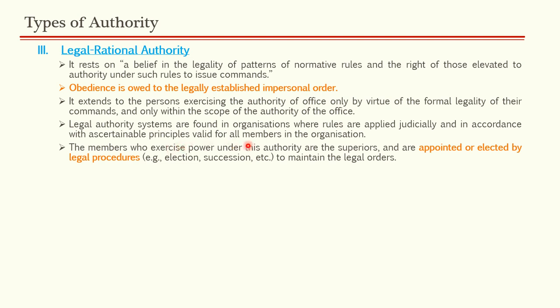The members who exercise power under this authority are the superiors. As we have seen in our previous slide, the people under traditional authority believed in chiefs and not superiors, right? There were many superiors in an organization and there was one chief at the top, so people obeyed that chief and not the superiors. But in legal rational authority, every superior is obeyed. Your manager, you will have to obey him, he will obey his manager, who will obey his manager. There is obedience or compliance to every level of superiors.